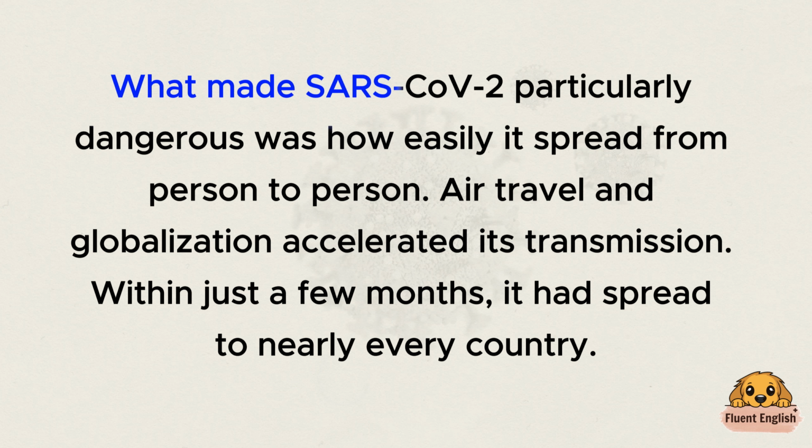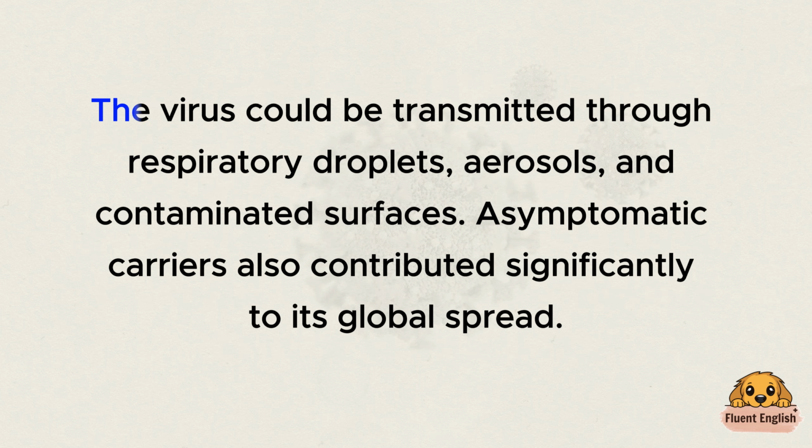What made SARS-CoV-2 particularly dangerous was how easily it spread from person to person. Air travel and globalization accelerated its transmission. Within just a few months, it had spread to nearly every country. The virus could be transmitted through respiratory droplets, aerosols, and contaminated surfaces. Asymptomatic carriers also contributed significantly to its global spread.